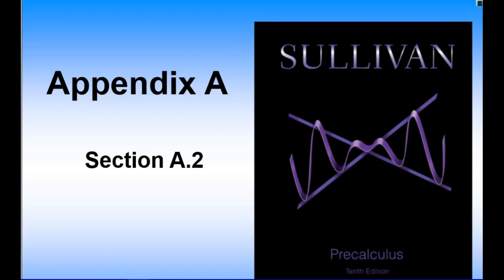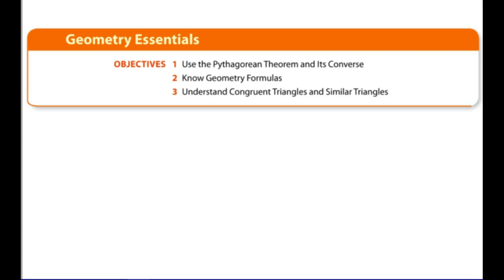Alright, here we're continuing our algebra review, and this is section 2. In this section we're really going to be looking back at some geometry things that we're really going to need. So here are our learning targets for today. First we're going to be using the Pythagorean theorem and its converse. Then we're going to go through some general geometry formulas that we're going to be using, and then looking at congruent and similar triangles.